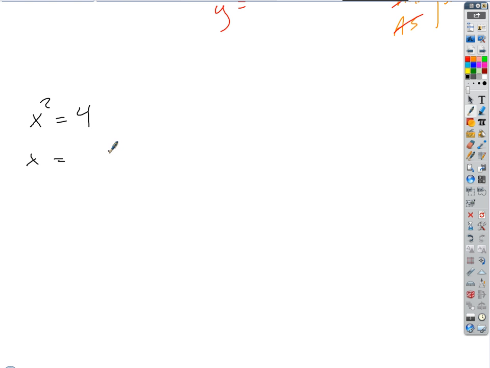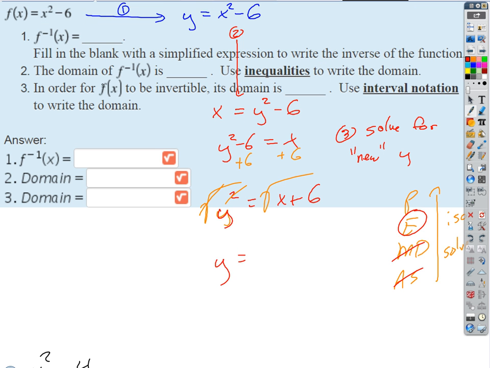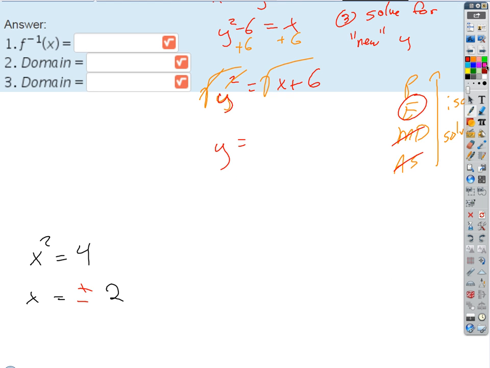Does x just equal 2? No. Plus or minus. Yeah, it's plus or minus, exactly. So if we're taking a square root, or any even root of both sides, we have to put that plus or minus in there, and it makes sense because negative 2 squared is also 4, isn't it? So we have to do the same thing here. We go back up to this step, and if I square root both sides, I'm going to get y equals plus or minus the square root of x plus 6.